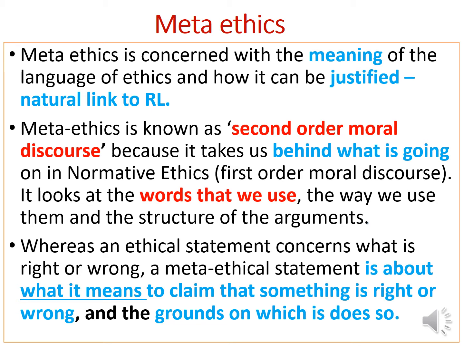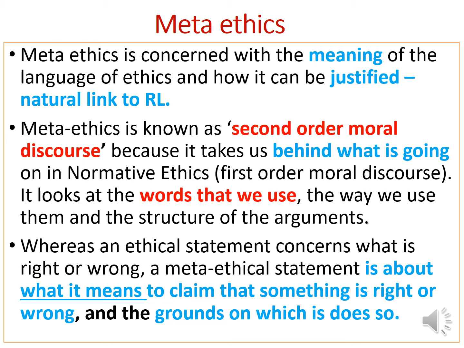Now, meta-ethics is known as a second-order moral discourse, and that's really important, because it takes us behind what's going on in the normative ethics. So the normative ethics are the first-order moral discourse. It's something that we have a look at first to perhaps get this guide, this sense of what's right or wrong and how we should behave in different moral situations. But then meta-ethics looks behind that. It's the second thing that we should have a look at, by really trying to figure out what we mean by good and right and wrong and bad, to try and figure out what implications that has for the normative ethical approach. So those 2 words are really, really important, second-order moral discourse and first-order moral discourse. So it's really important that you understand the difference between the 2.